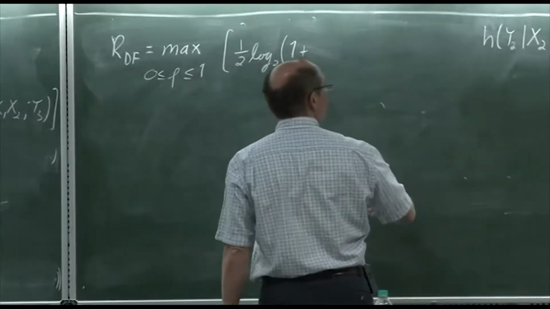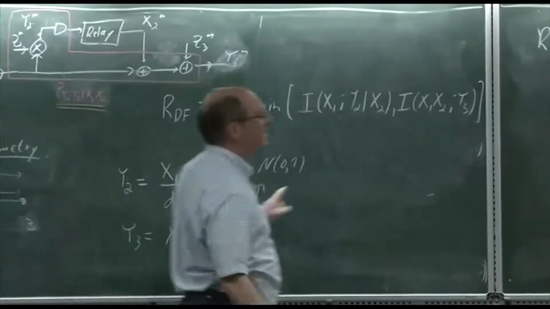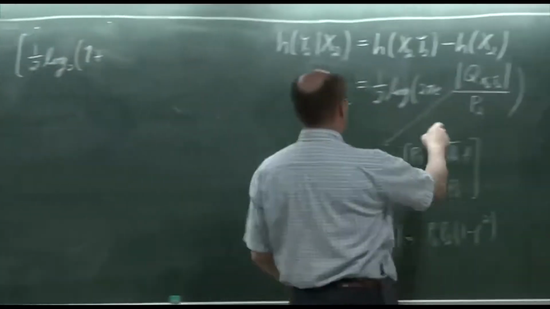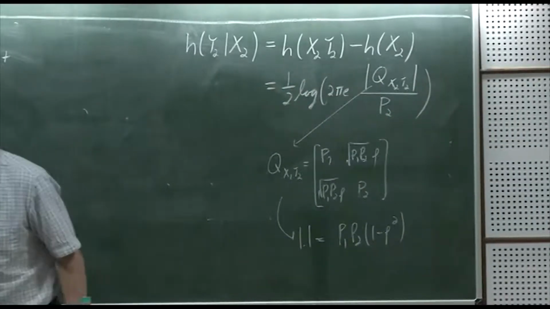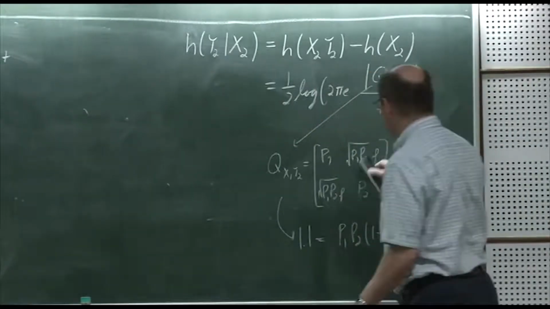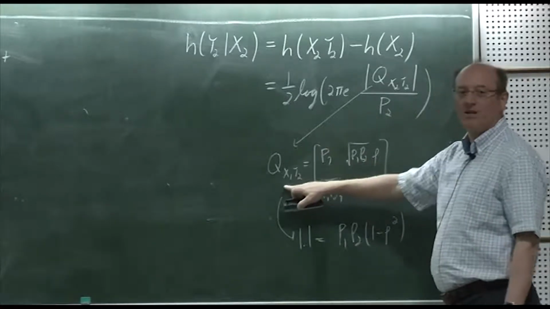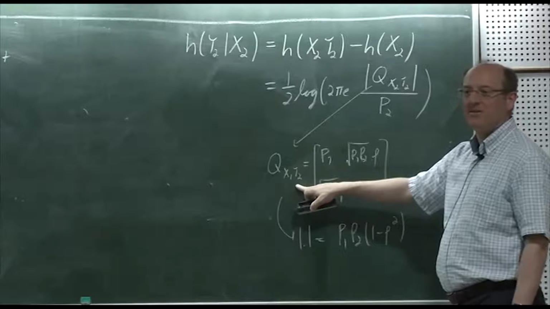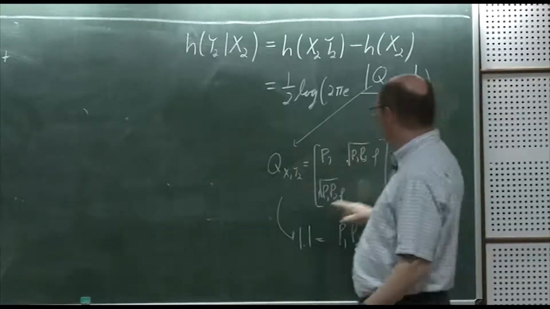So we get, oh, and I forgot one thing. I forgot the D, right? So there is a D here. So y2, gosh, you should have stopped me. This is the correlation coefficient, covariance matrix of x1 and x2. I want x1 and y2, right? So what is x1 and y2? Here I need the power of y2.